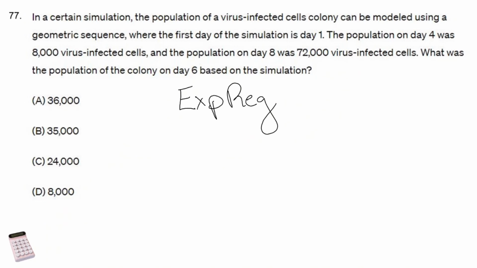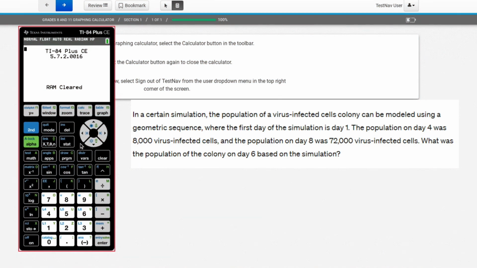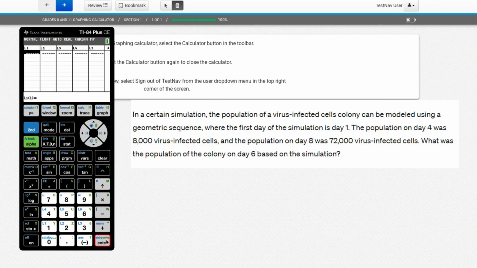Let's do it. If we're going to do any type of regression, exponential, linear, whatever, the first thing you do is hit stat and then edit. The two points that I had were 4, 8,000 and 8, 72,000. So 4 and 8 go into my L1, list 1. 4 matched up with 8,000, so let's type that in, and 8 matched up with 72,000, so let's type that in.